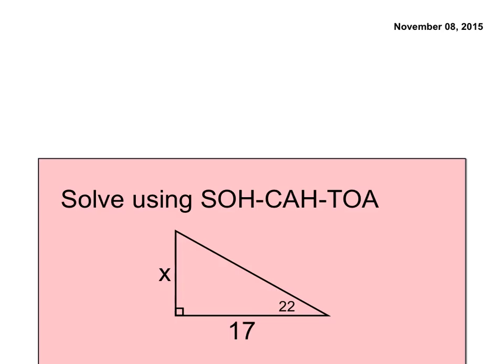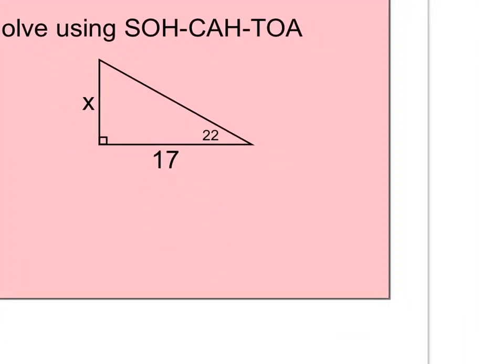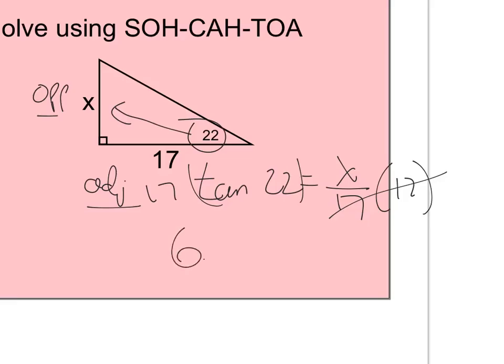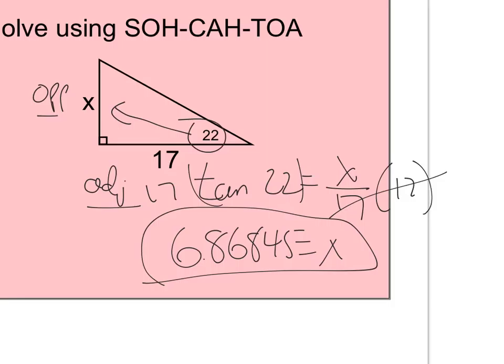Same kind of idea. Here, solve using SOHCAHTOA. Again, here's my angle. This is the opposite side. This is the adjacent side. So that's going to, again, lead me to tangent. So that's going to be the tangent of 22 equals x over 17. So tangent of 22 times 17, just like I did in the problem before. Multiply both sides by 17. That cancels out. I get 6.86845 equals x. There's my answer.